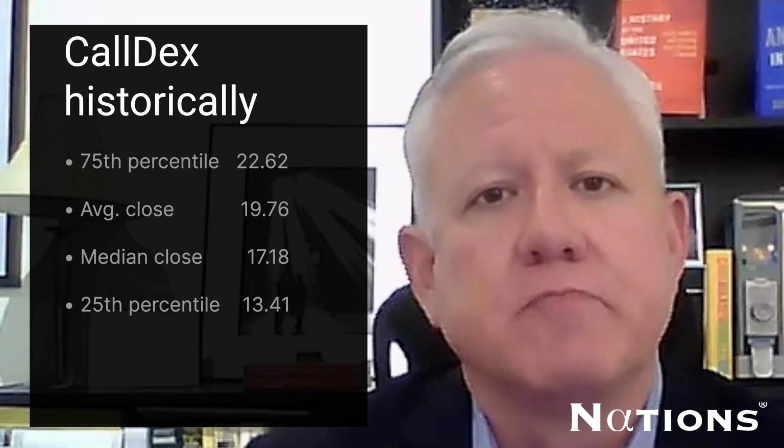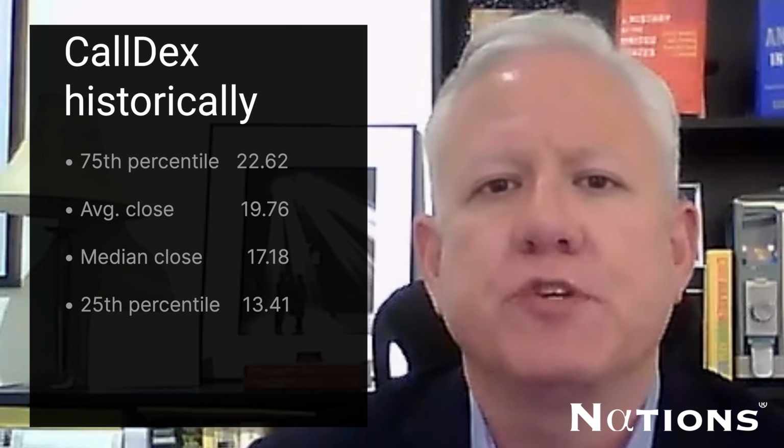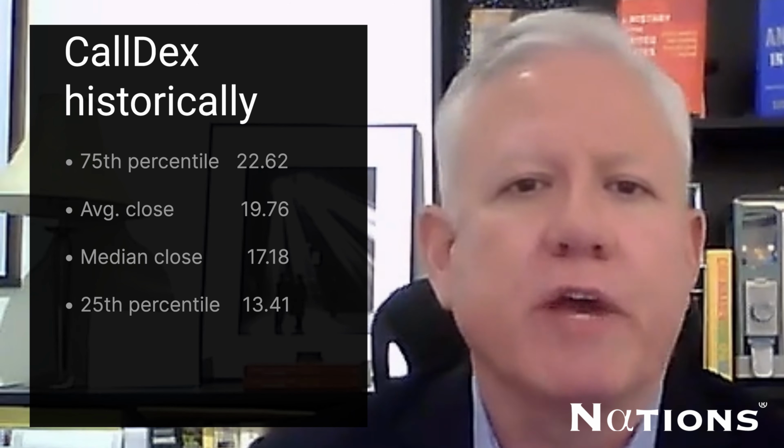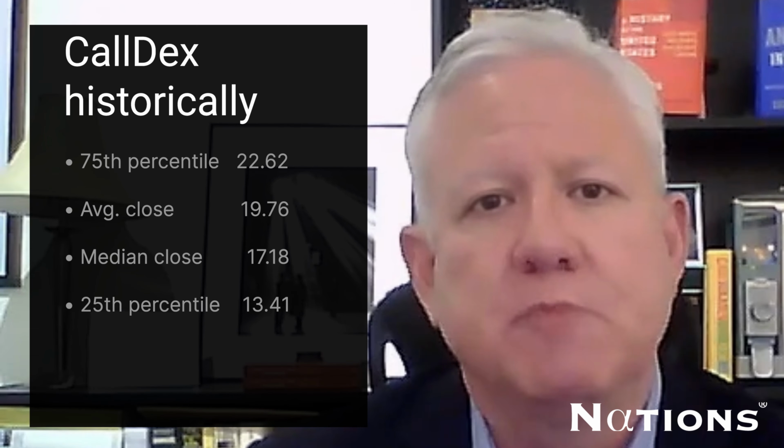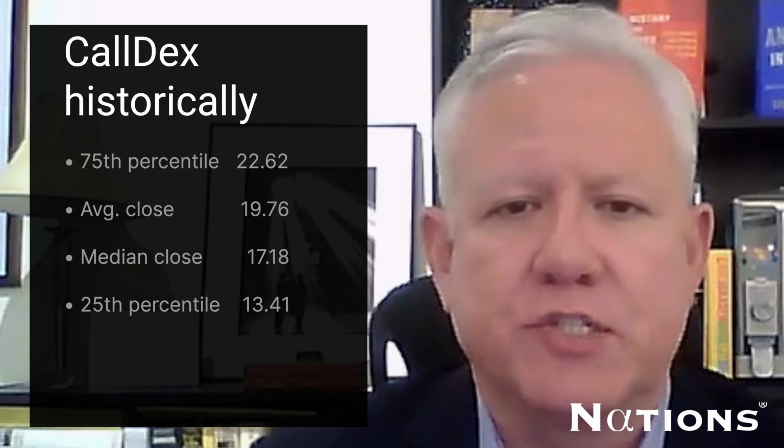For example, if you follow us on X, formerly known as Twitter, at nations_indexes, you'll know that we were pointing out how cheap CallDex had gotten in February. From February 21st to the 25th, it closed below 13 each day. You now know that's well below the 25th percentile. That would have been a great time to buy those out-of-the-money calls delta neutral, or to sell your S&P portfolio and buy those calls in a stock replacement strategy. The first would have been very profitable, and the second would have vastly outperformed simply holding the S&P.